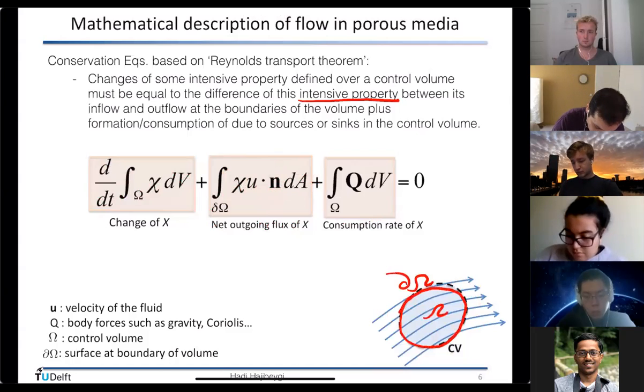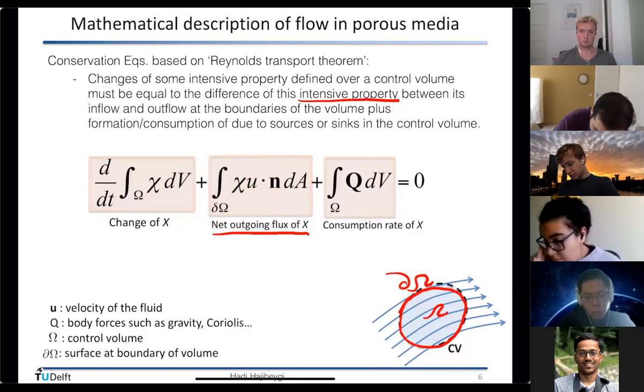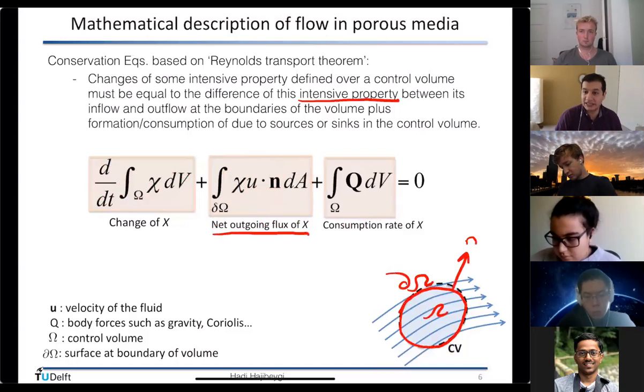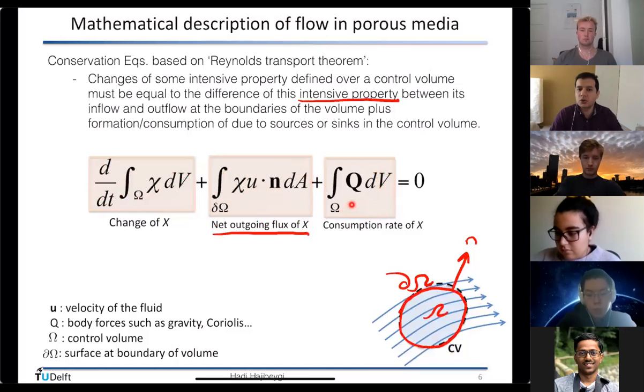Then this integral would be the net outgoing flux of x, because the vector n is defined to be positive if it is pointing outward. If the flux is outward, it's going to be positive flux. And then sum all the sources that you might have for x. Now imagine there is no source term for x. There is no consumption. If you put it in the left-hand side, it will be consumption rate of x. If you put this integral to the right-hand side and assume that injection is positive, then injection would go to the right-hand side.